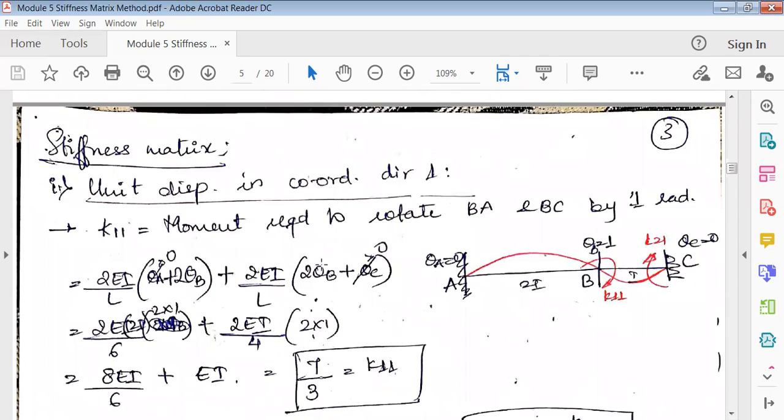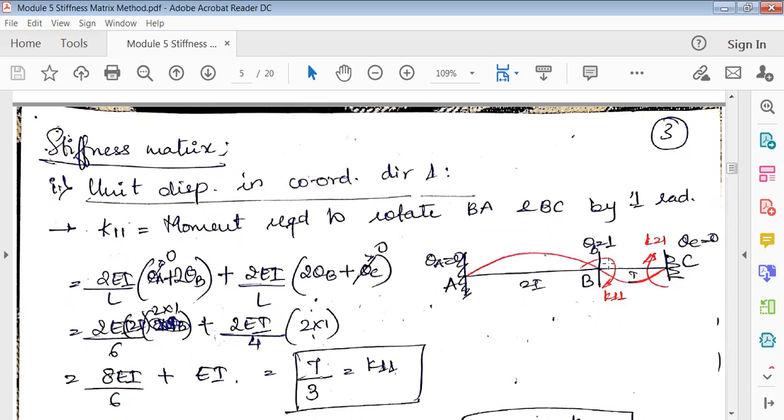So next is finding the stiffness matrix. So when you're finding the stiffness matrix, again the same thing should be applied. That is, first apply unit displacement in coordinate direction 1. So we are going to apply unit displacement. That is, theta B should be equal to 1. Okay, so first draw the diagram like this, A, B and C. Okay, fix A and C.